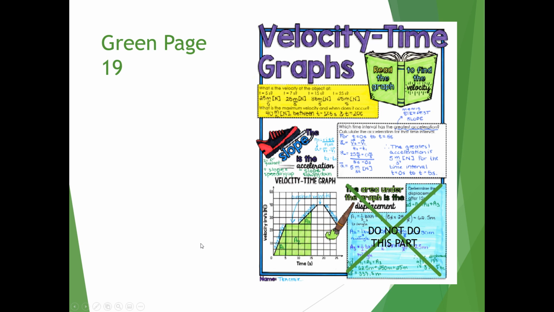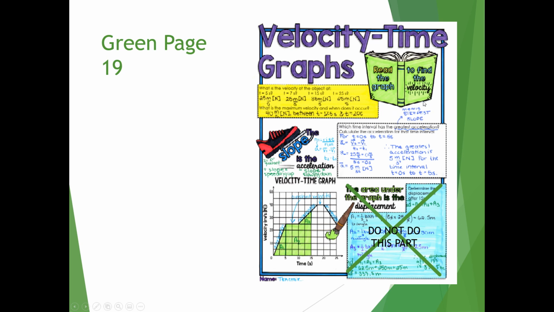So here are the answers to this section. At 5 seconds, they recorded 25 meters per second north. 7 seconds also was 25 meters per second north. At 15 seconds, 35 meters per second north, and at 25 seconds, 25 meters per second north. The maximum velocity was 40 meters per second north, and that's between about 17.5 and 20 seconds.